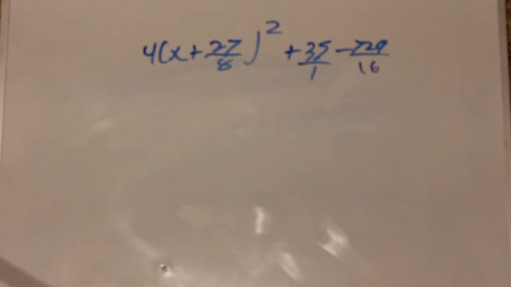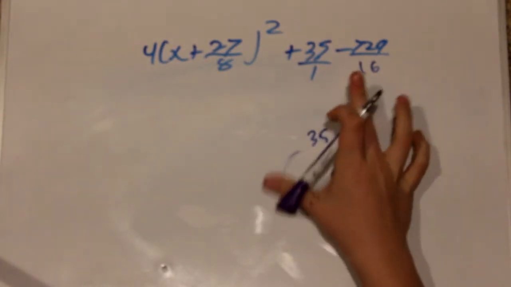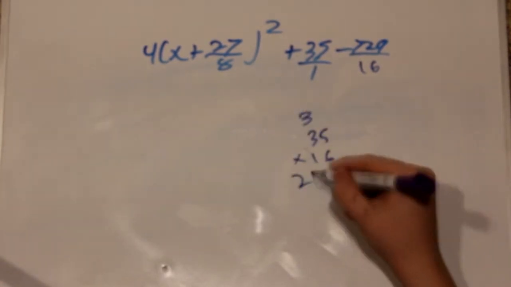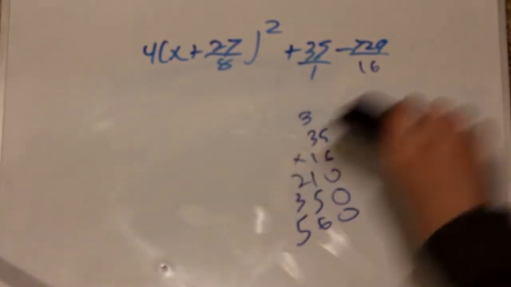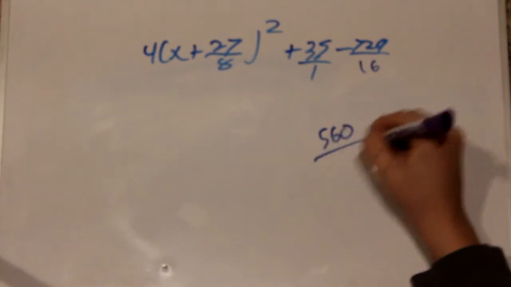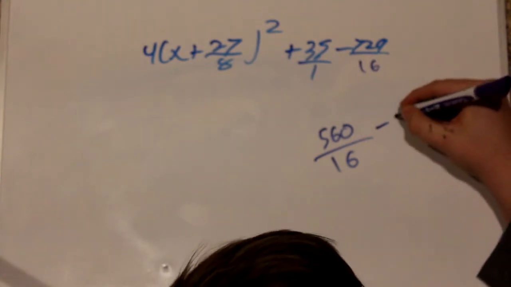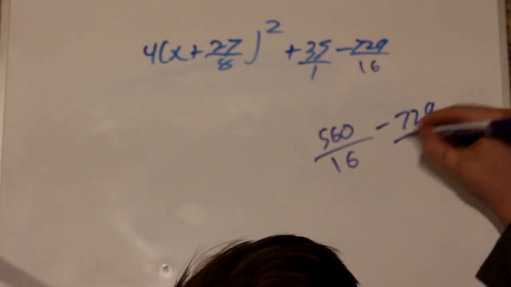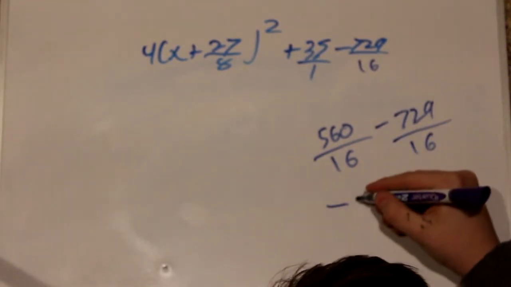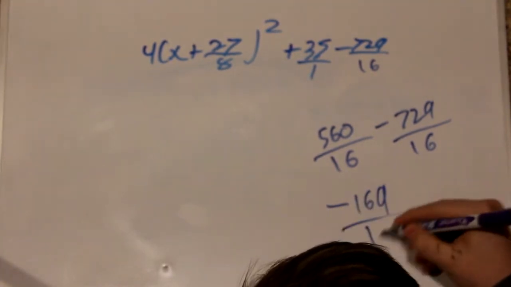Okay, so now we start. Now to start, let's simplify this. So we're going to take 35, whoops, don't need a fraction bar, times 16. So 6 and 5, 3, 18, 1, 0, 3, 5, 0, 6, 5, 6. So, now we know why we're doing that. So, 560 over 16. So now we have 560 minus 729 over 16. This brings us to negative 169 over 16.